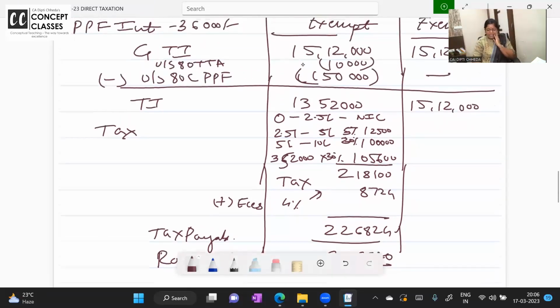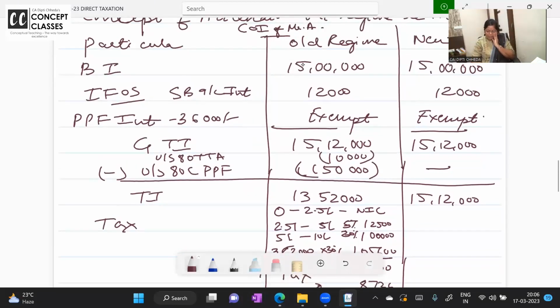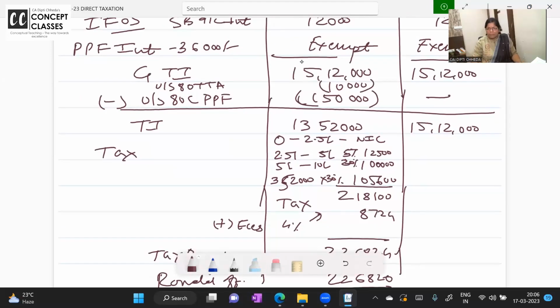Old tax regime is clear? Acha, ma'am, in the new tax regime also, shall we have deductions? No deductions. Only 80JJAA and 80CCD2. 80CCD2 is allowed for national pension scheme of the employer. 10% of the basic plus DA is allowed. Now 15,12,000. Can we calculate the tax as per the new tax regime?